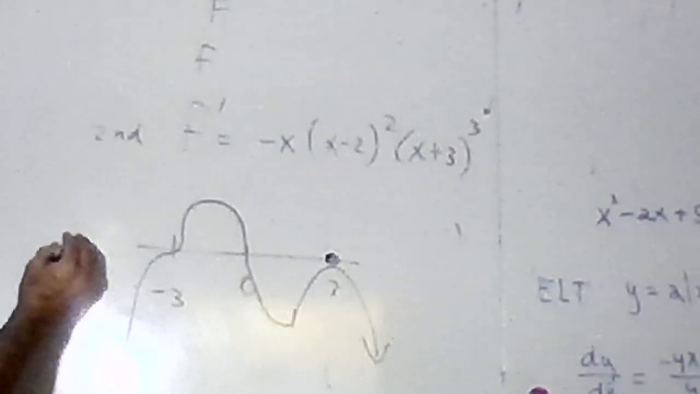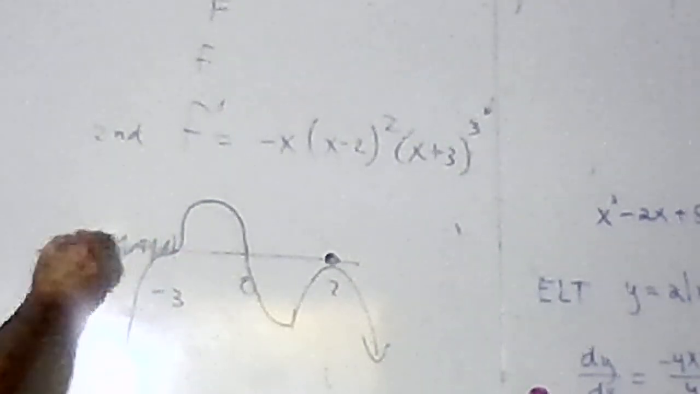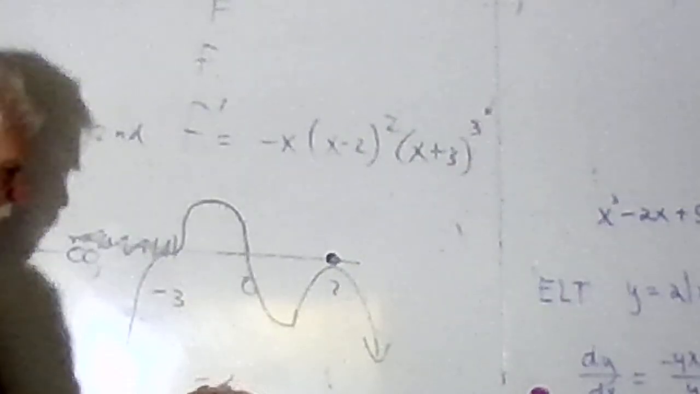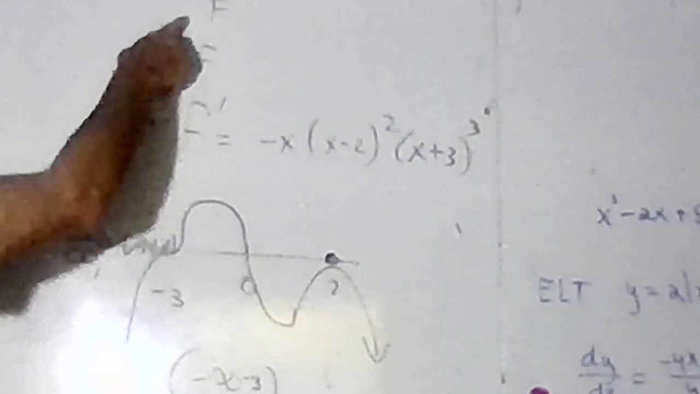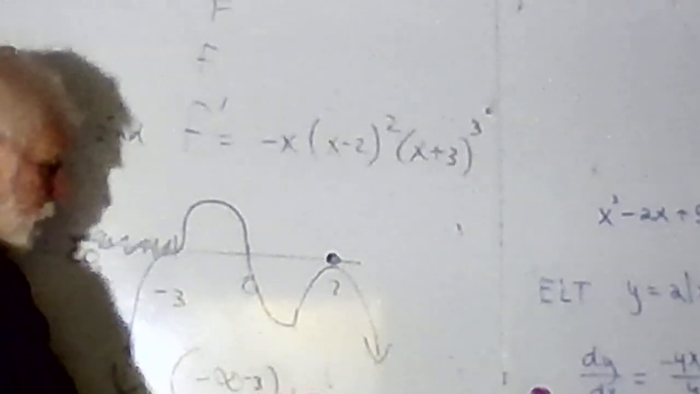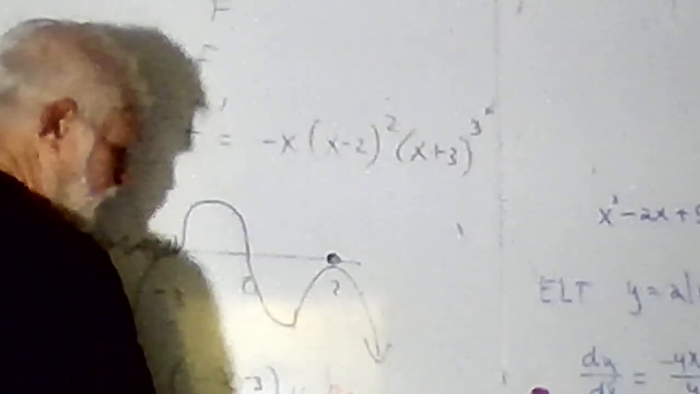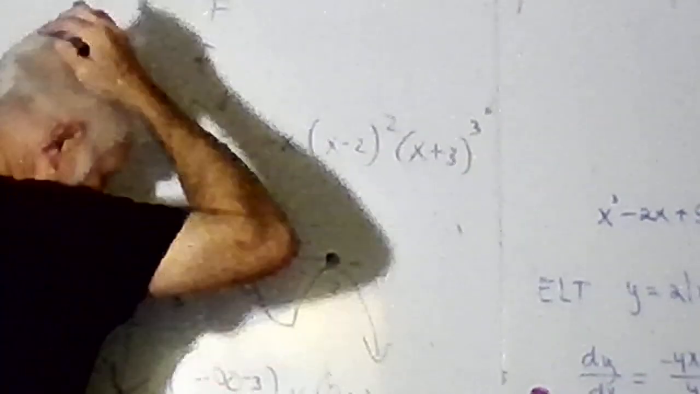From negative infinity to negative 3, big F is concave down. Union, how about I say, it's got to be 0 to 2. At 2, I'm flat, but it's not concave down at that instant.